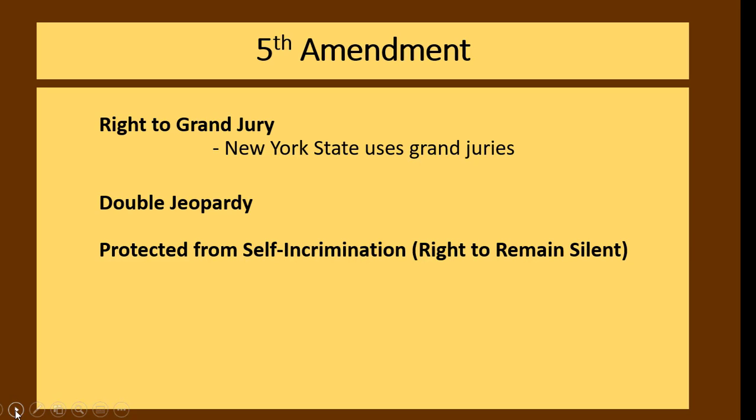Fifth Amendment. We covered three parts of the Fifth Amendment: the right to a grand jury, double jeopardy, and protection from self-incrimination, which is the same thing as saying the right to remain silent. Grand juries we didn't spend too much time on, but you have to know New York State does use grand juries. Double jeopardy, protected from self-incrimination. The right to remain silent is in the Fifth Amendment. That's easy to remember because people say, I plead the Fifth.